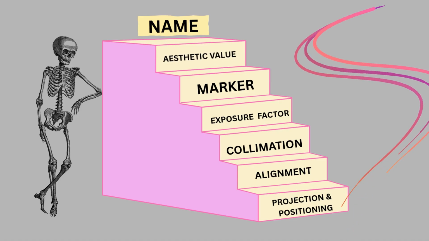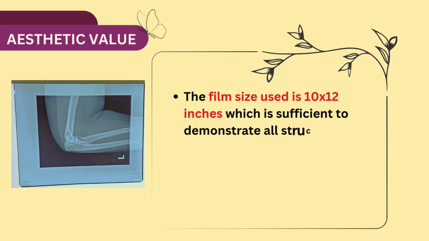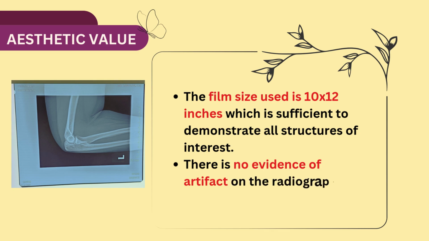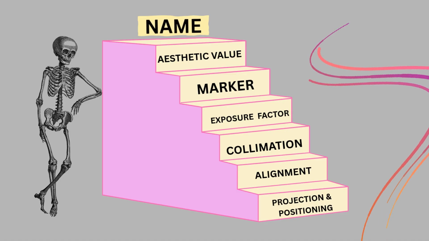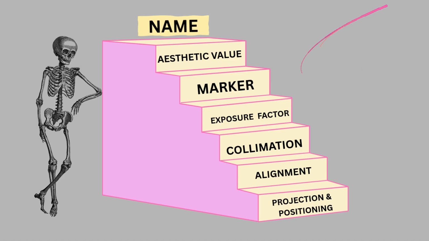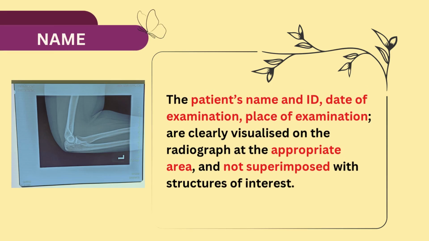Aesthetic value. The film size used is 10 by 12 inches, which is sufficient to demonstrate all the structures of interest. There is no evidence of artifact on the radiograph. Last but not least, the criteria of placement method is name. The patient's name and ID, date of examination, and place of examination are clearly visualized on the radiograph at the appropriate area and not superimposed with the structure of interest.